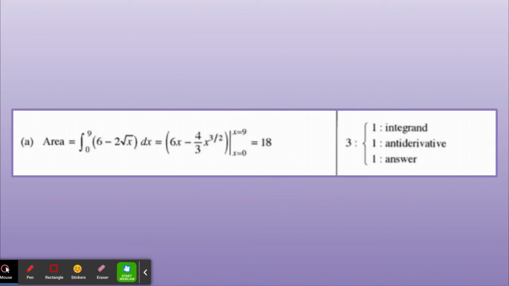This FRQ question was just the first part of one question, and it was worth 3 points. You got 1 point for the integrand, 1 point for the antiderivative, and 1 point for the correct answer.